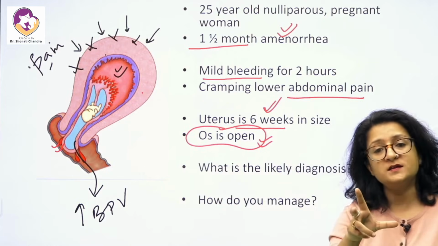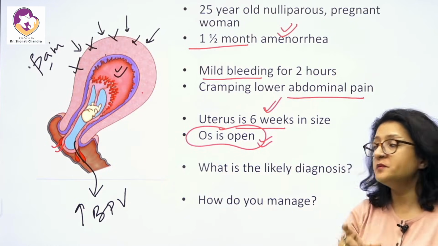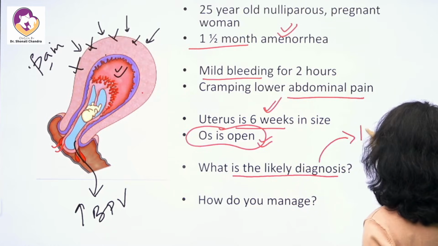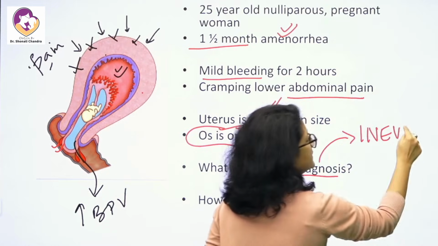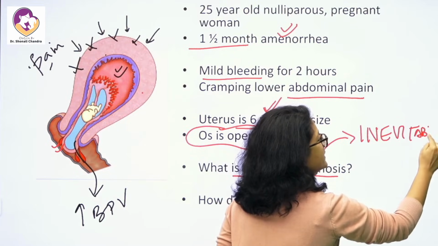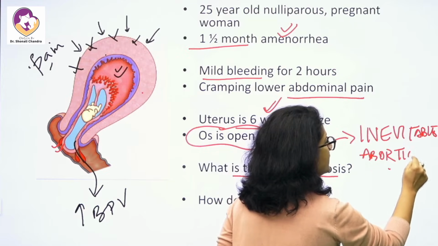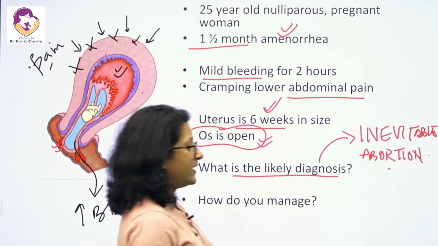And once the os is open, that means the woman has now entered into a phase that is called inevitable abortion. Now there is no stopping this. That is what is meant by inevitable.